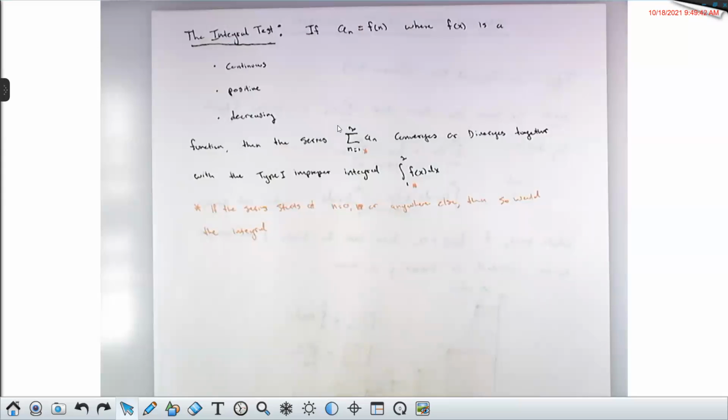So if you're trying to use this test for a series that is sigma n from 0 to infinity, you would compare to the integral from 0 to infinity. If you're trying to use this test for a series that starts at n equals 2, like n equals 2 to infinity, then you would compare to the integral from 2 to infinity. The lower bound for each of these should be the same.